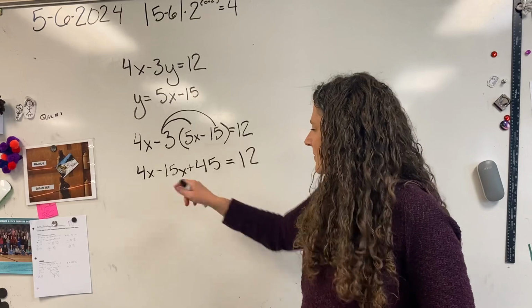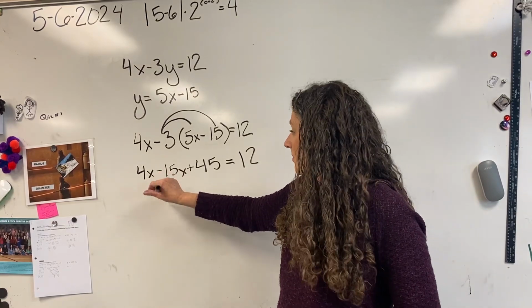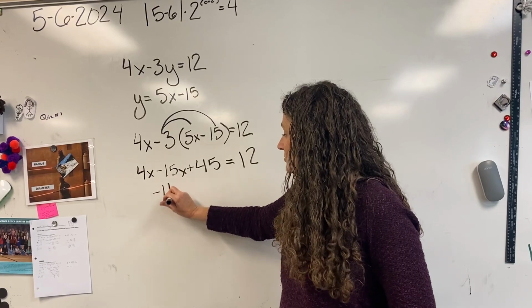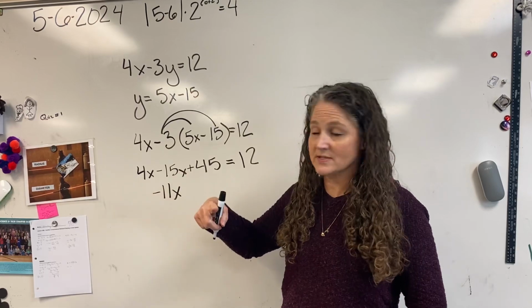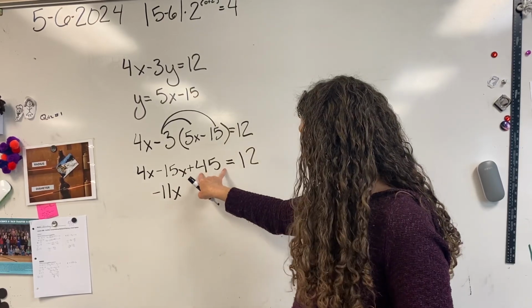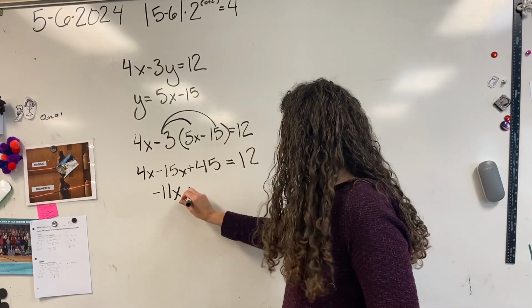19. But this is a negative 15. So Cheyenne, what's it going to be? Negative 11x. We've got to watch our signs. We're going to do 4 minus 15, not 4 plus 15. Is anything happening with the 45? Does it have any friends over here we can combine it with? No. No friends for the 45.